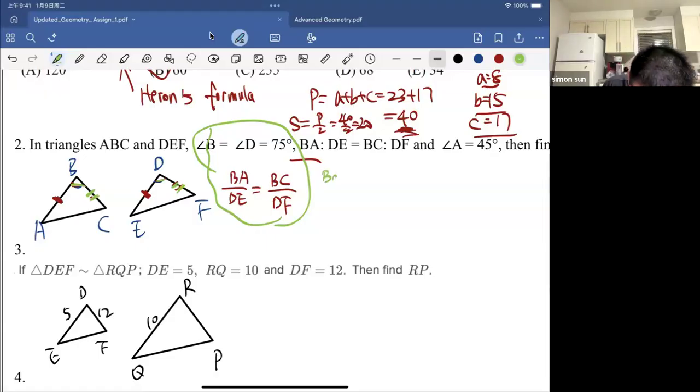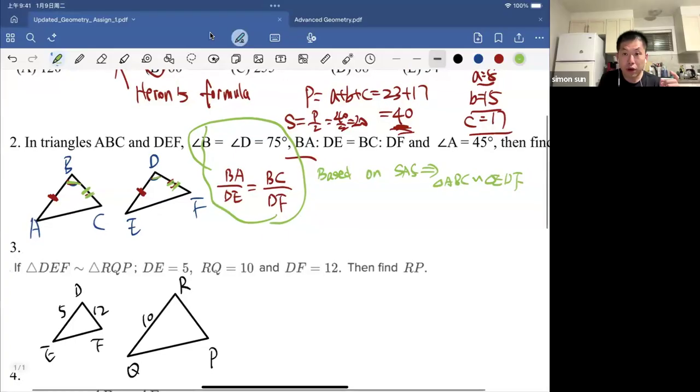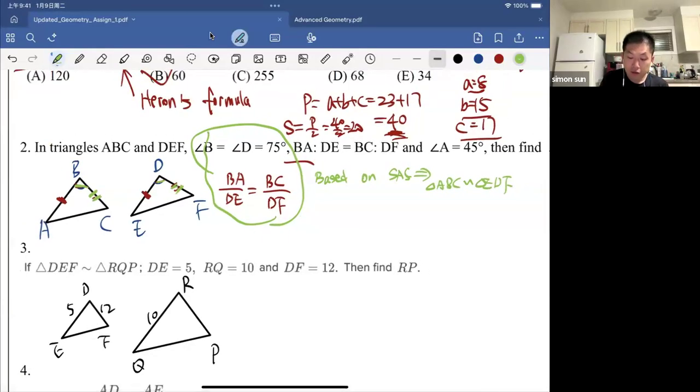So based on SAS, we prove triangle ABC is similar to triangle EDF, right? Since you already proved those two triangles are similar, the corresponding angles will be equal.